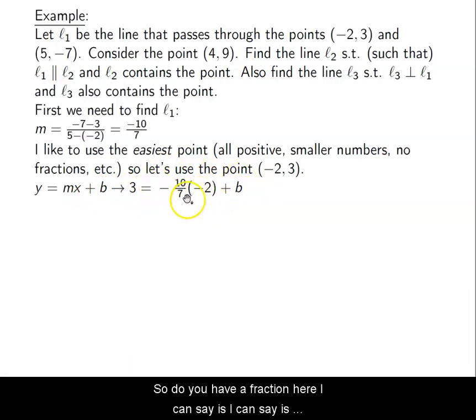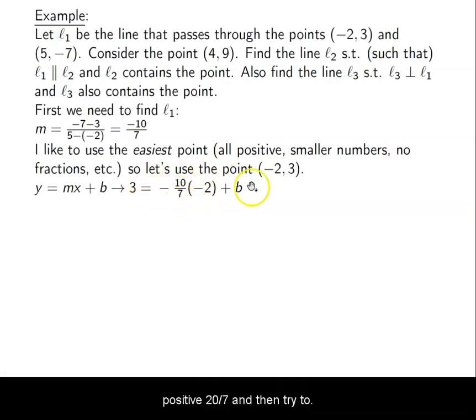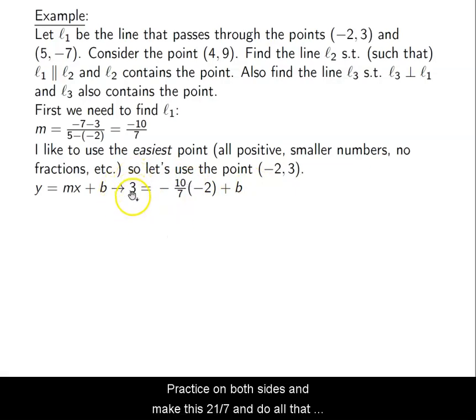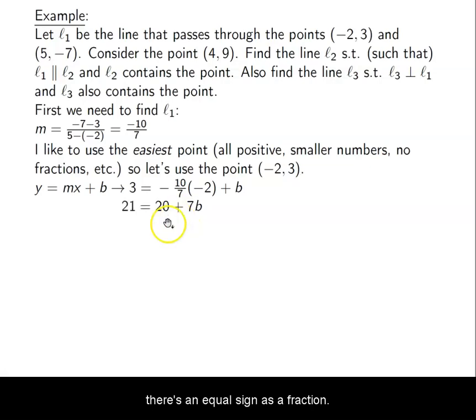So you see you have a fraction here. I can say it's positive 20/7, and then subtract this on both sides and make this 21/7 and do all that jazz, which is fine. There's nothing wrong with that. But again, there's an equal sign and there's a fraction. Let's just multiply everything times 7.